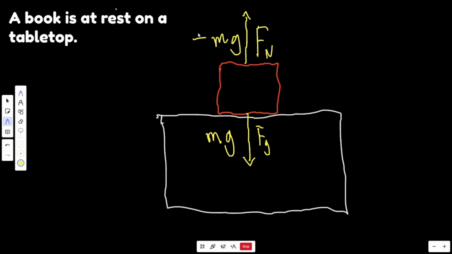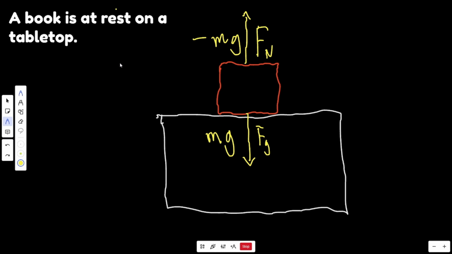Take note that this does not actually change our value, because gravity in and of itself, like the acceleration due to gravity, is negative. So negative times negative will become positive. And that's how we make the free body diagram for a book that is at rest on the tabletop. There is no applied force, so we cannot have any arrows going here. It's not moving at all, so there is no friction. And yeah, we'll just leave it at that.